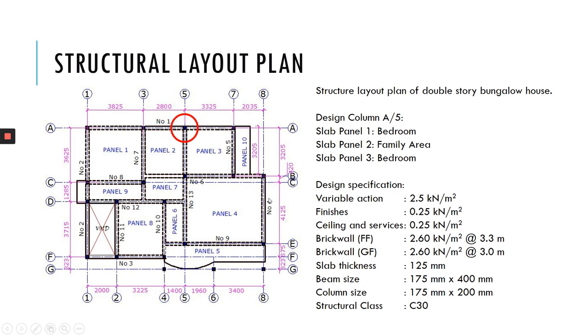Given the design specification for this structure, the variable action is 2.5 kilonewton per meter square, finishes is 0.25 kilonewton per meter square, ceiling and services. Brick wall for the first floor is 3.3 meter high, and then brick wall for the ground floor 3 meter high. The slab thickness is 125 millimeter. The beam size is equal to 175 millimeter times 400 millimeter. Column size is 175 millimeter times 200 millimeter, and then the structural class is C30.